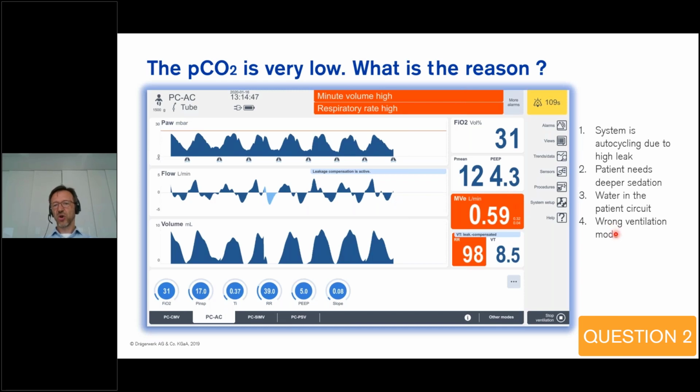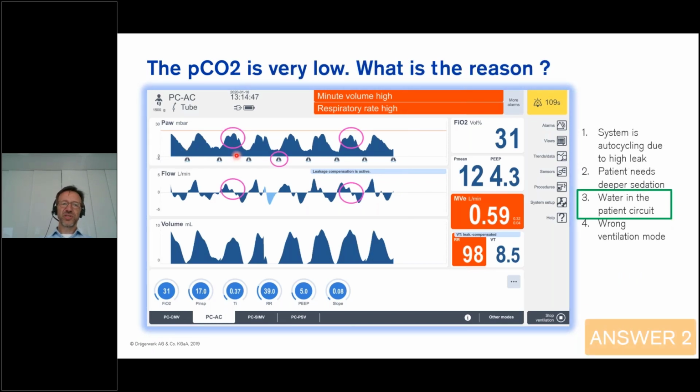So now the choices for the correct answer: number 1, system is auto-cycling due to high leak. Number 2 is patient needs a deeper sedation. Number 3, there's water in the patient circuit. And number 4, this is simply the wrong ventilation mode, so please change the mode. So we give you a little bit more time to think about this. And now we will start the voting.